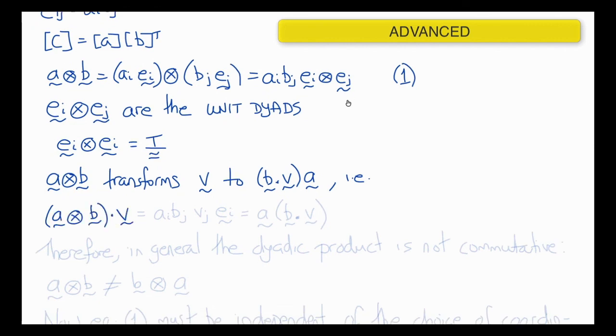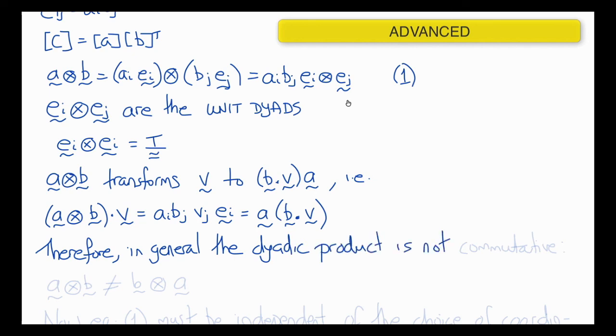And to prove this, let's take A dyadic B dotted with V. That would be a_i b_j b_j times e_i, which would therefore be equal to A times (B dot V), since the b_j v_j would be the dot product of B and V. So we can see from this that the dyadic product is not commutative. In other words, in general, A dyadic B is not equal to B dyadic A.